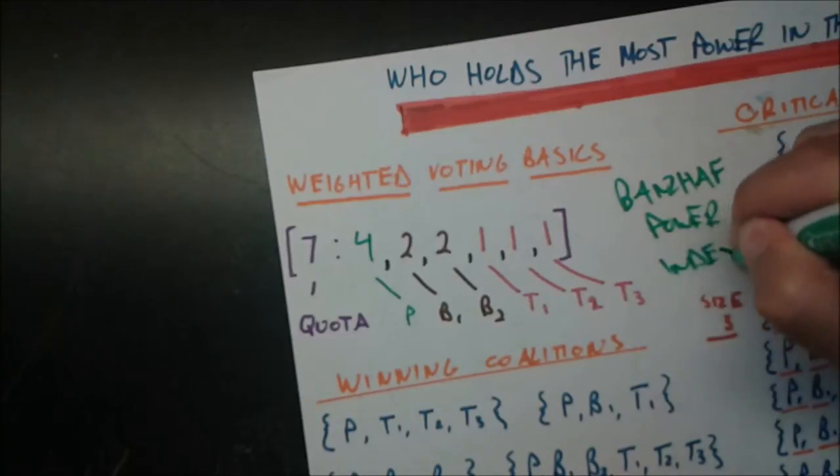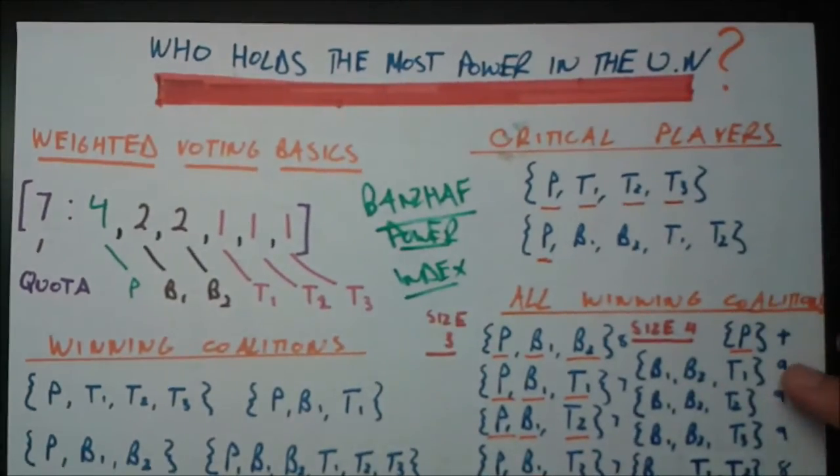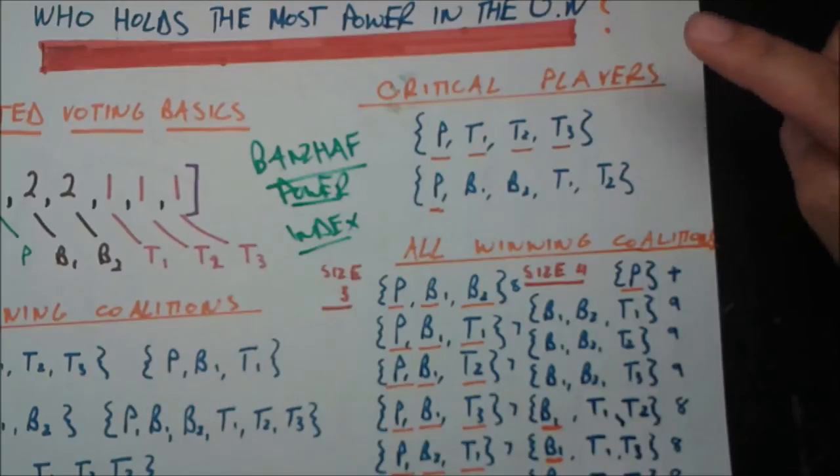This is named after a law professor who came up with the system, and it's pretty straightforward to calculate. So let's go ahead and see. Now, before we calculate it, we need to talk about the last thing, which is critical players.